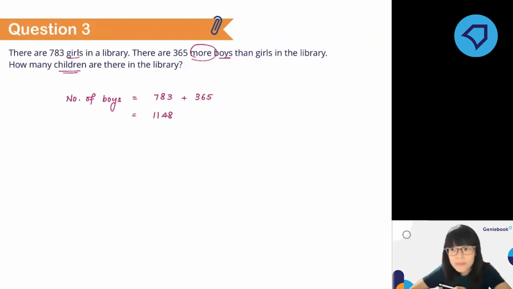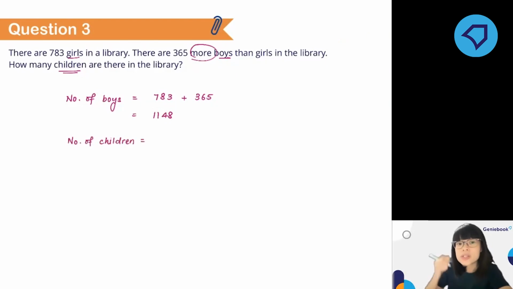But this is not the final answer because the question is asking for the number of children. So you want to find the number of children. Children means boys and girls, correct? So you need to take the number of girls, which is 783, plus the number of boys, 1,148.